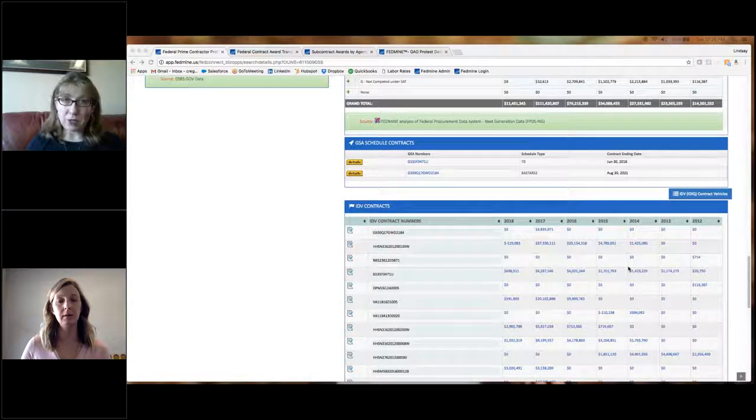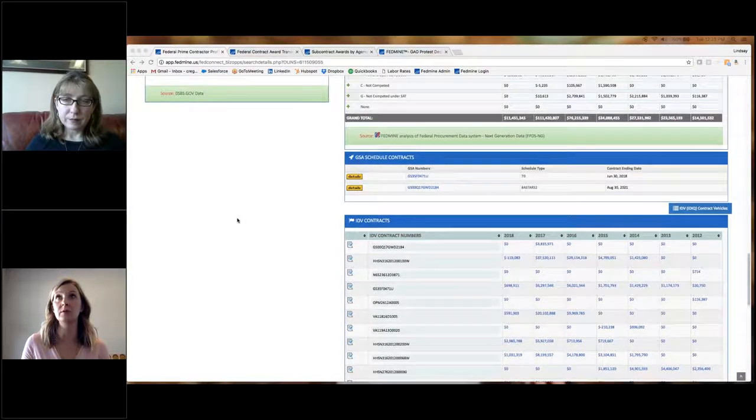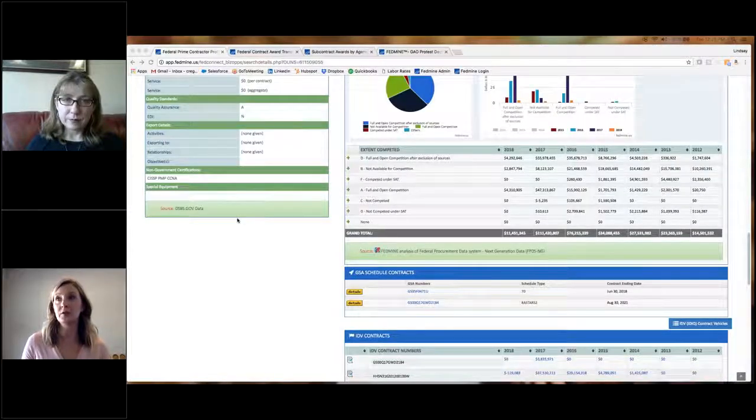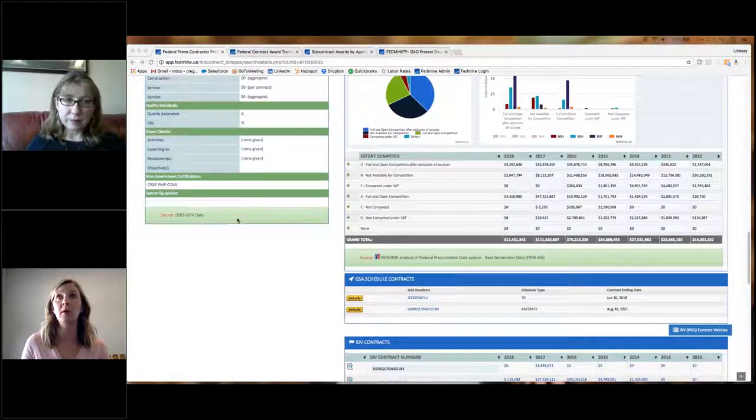They don't get very adventurous with that at all. Yeah, you can actually do some searches in FedMine to show you the companies that are on schedules but aren't winning any money, any obligations against those schedules. So you could do a $0 search for GSA Schedule 70 to see who all the contract holders are.